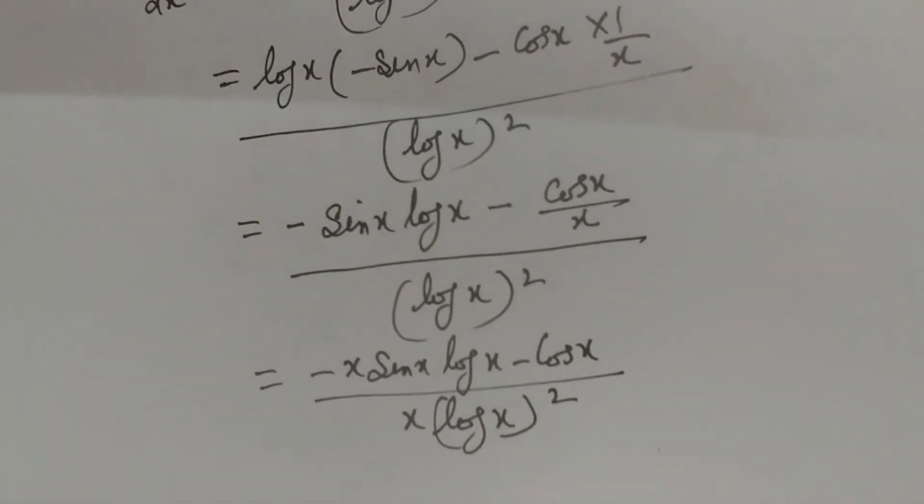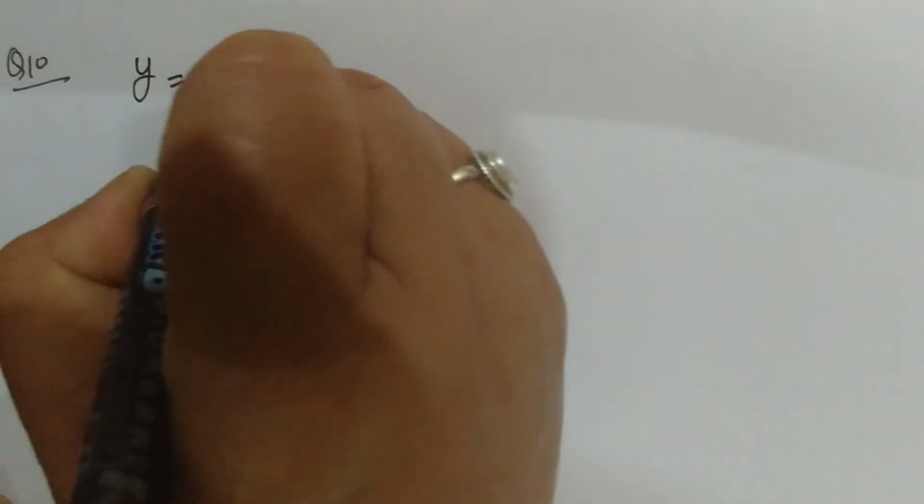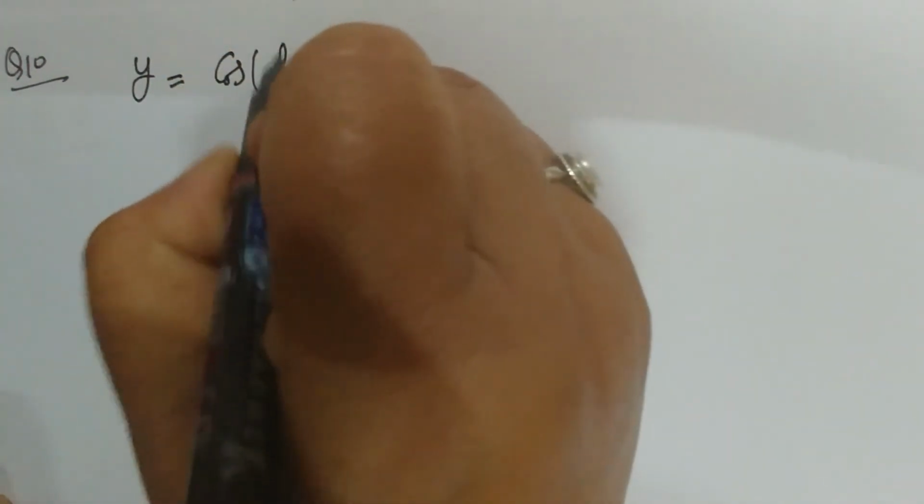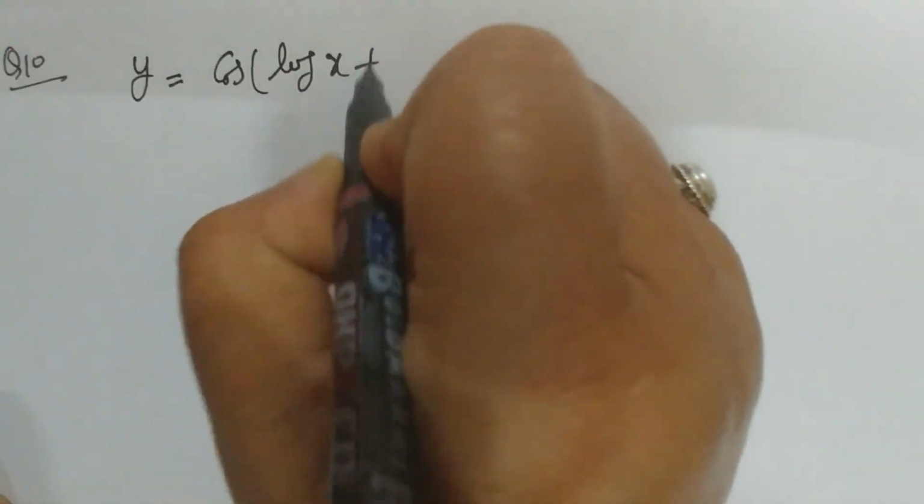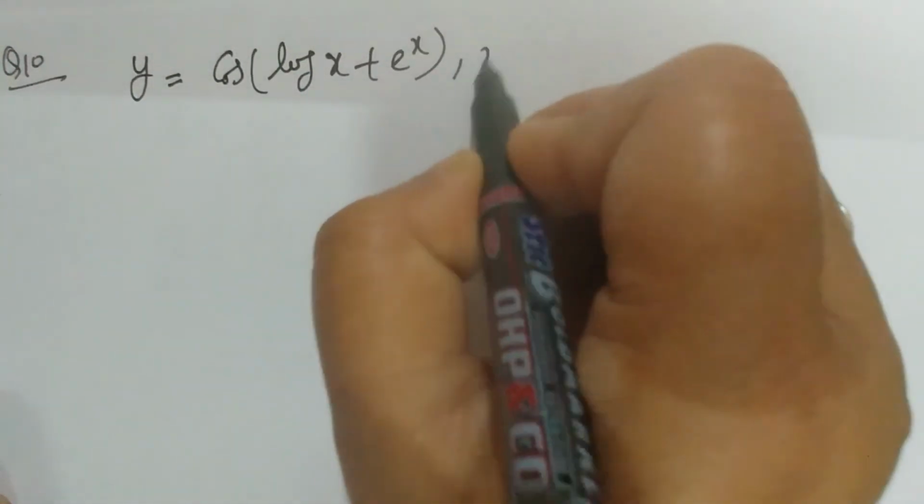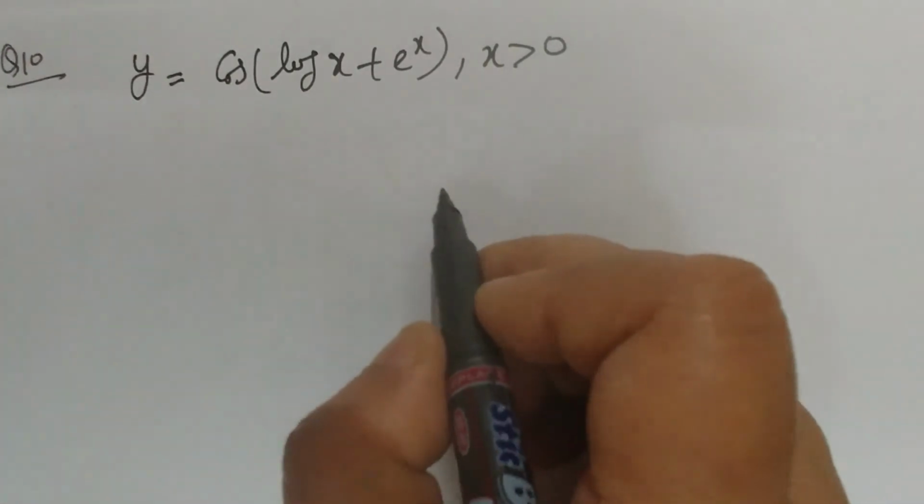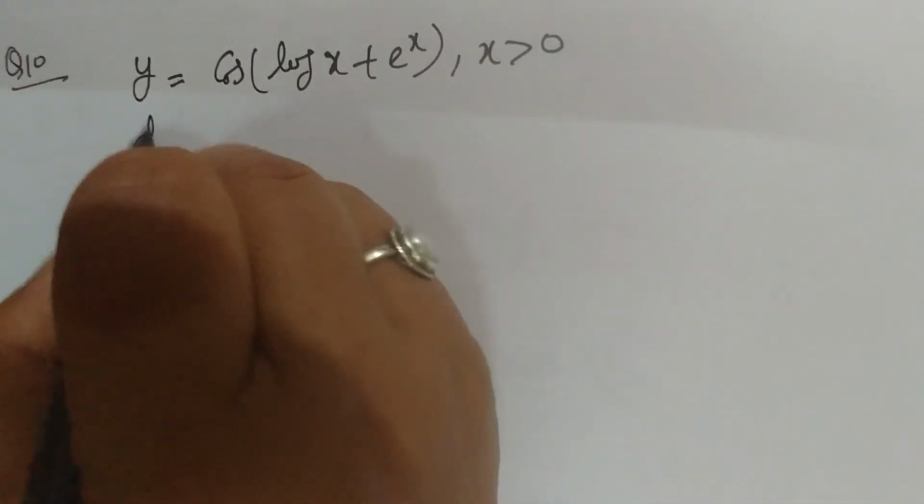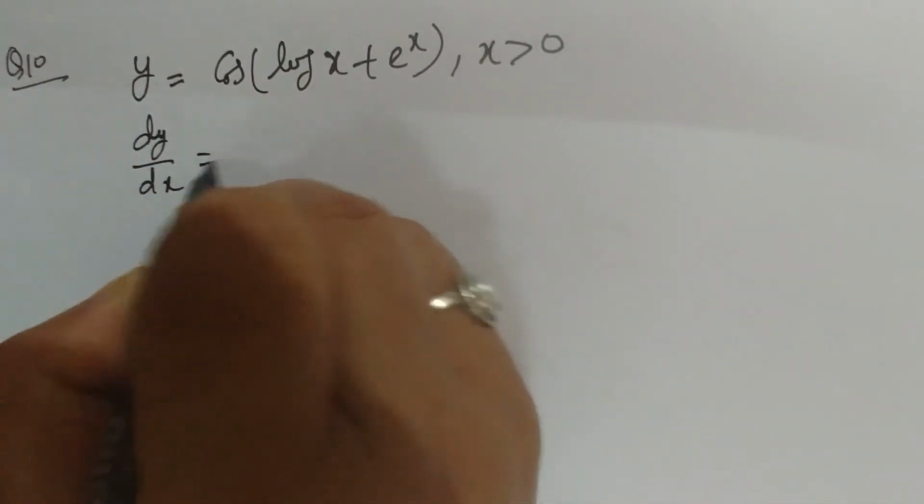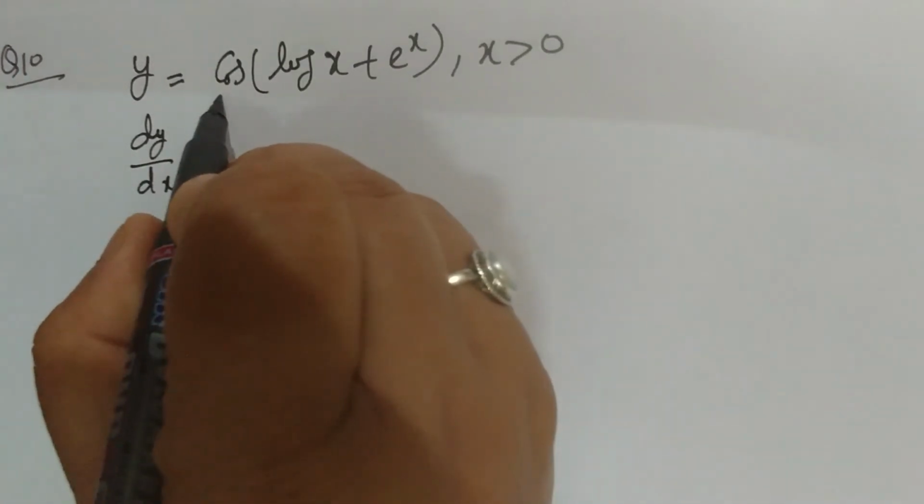Now what is question number 10? Question number 10 says you have to differentiate: y is cos of log x plus e raised to power x, where x is greater than 0. So let us differentiate it. dy by dx is equal to, the first term is of this.